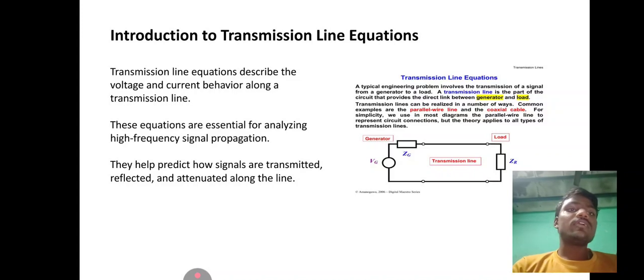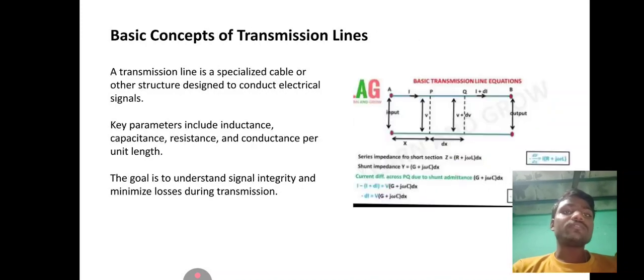Transmission line equations. A typical engineering problem involves the transmission of a signal from a generator to a load, through parallel wire and coaxial cables: generator, transmission line, load. These are essential for high frequency signal propagation.